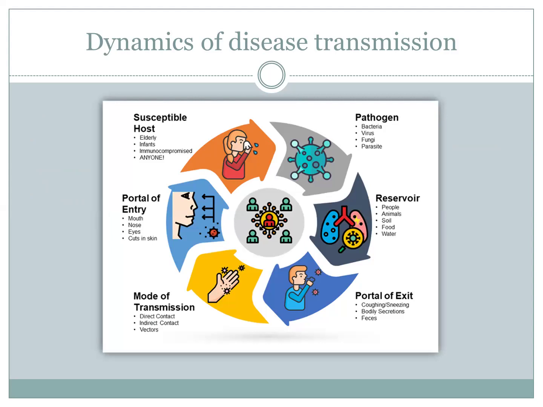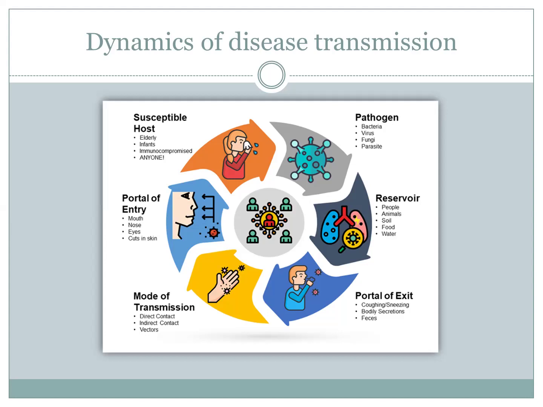So first of all, the host that is susceptible includes elderly people who have low immunity, infants also, due to inadequate development of immune system their immunity is low, and the immunocompromised. The persons who have undergone transplant procedures and are being provided immunosuppressants. So those people are susceptible hosts. Then pathogen. Pathogen can be bacteria, virus, fungi, parasites. Then reservoir. Reservoir can be people, animals, soil, food, or water.